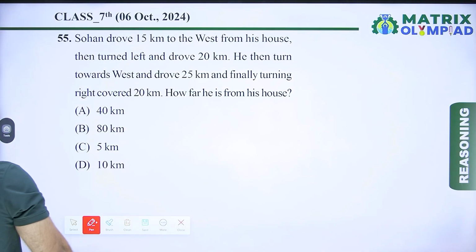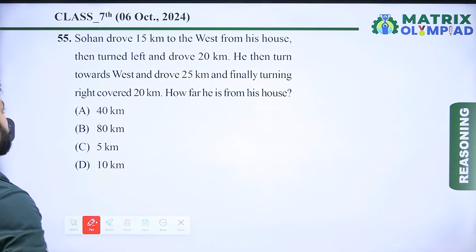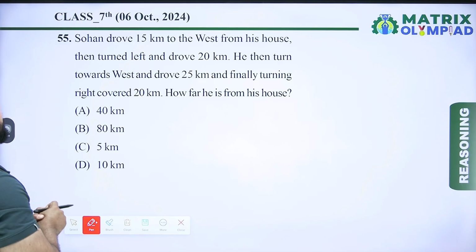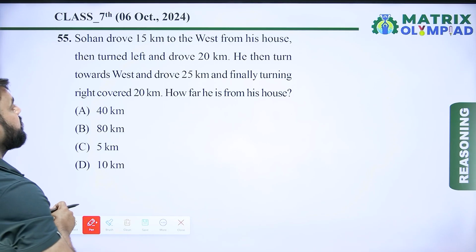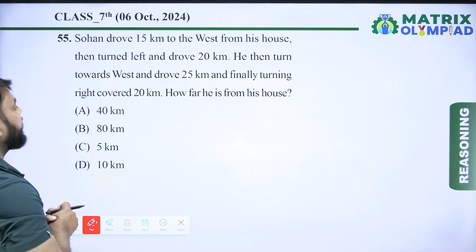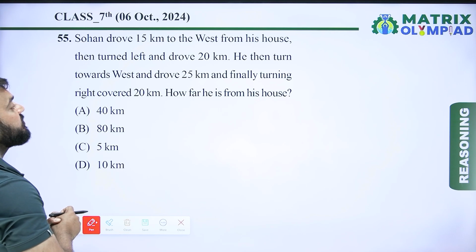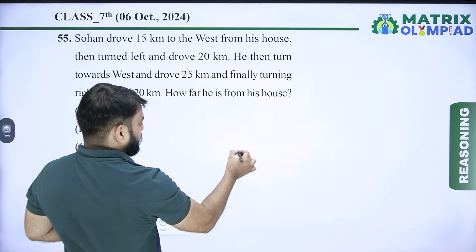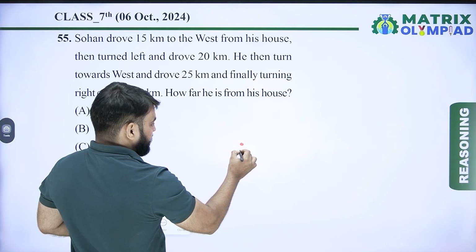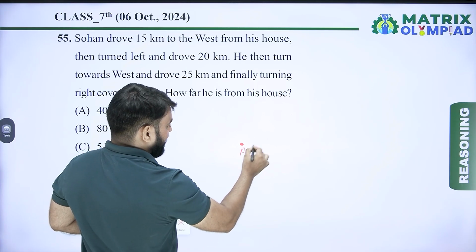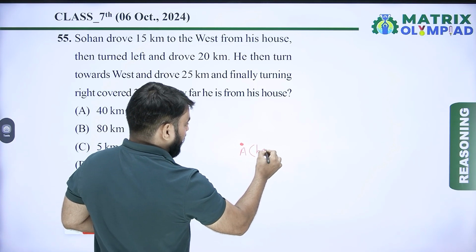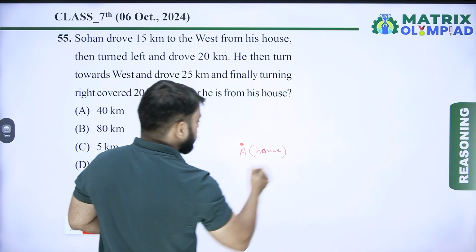Next question is question number 55. Sohan drove 15 kilometers to the west from his house, then turned left and drove 20 kilometers. He then turns towards west and drove 25 kilometers, and finally turning right covered 20 kilometers. How far is he from his house? Let's suppose A is the starting point of Sohan. It means A is the house of Sohan.